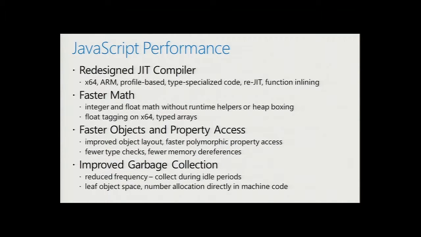We try to allocate just the right number of slots directly on the header. That reduces some of that overhead that we saw before. We give you faster polymorphic access to properties. Polymorphism is quite rampant in JavaScript. We're doing much better than we did in IE9. And we've optimized generally how we access properties.